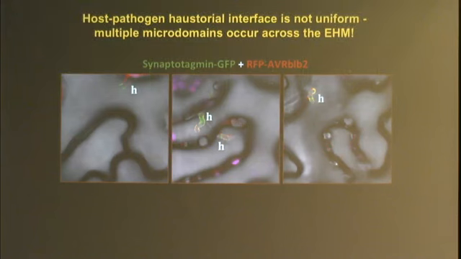So this is another one. We have also shown that this membrane is not uniform. It is made up of different microdomains, and here we have two different microdomain markers. Again, we have synaptotagmin and we have AVR-BLB2. As you can see, the green and red signal are not overlapping. So basically you have a patchy membrane outlining the infection structure.